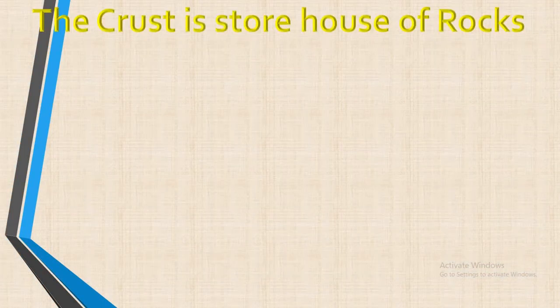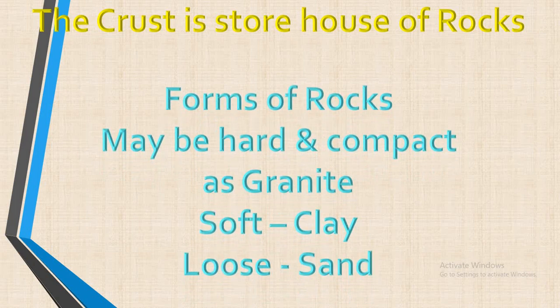Now let's start today's session. Rocks. The crust is a storehouse of rocks. The formation of rocks may be hard and compact, as in granite. When the rocks are soft, we say it is clay. When it is loose, we call it sand. We'll move on to the types of rocks.